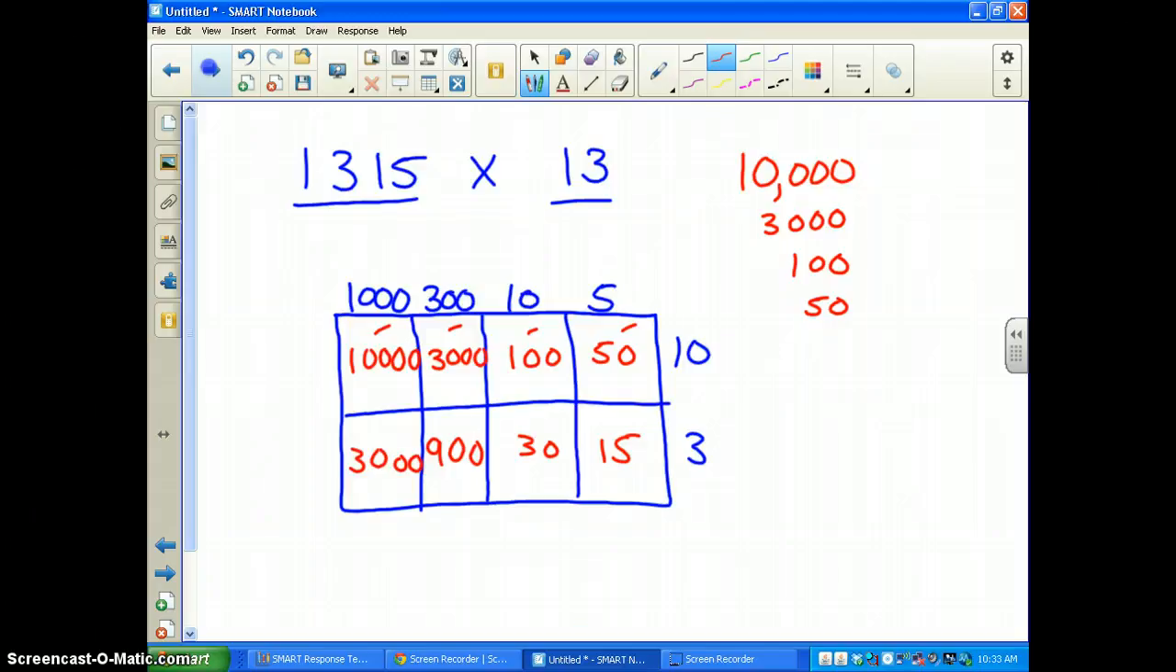Now we'll add the bottom side. We'll do the 3,000, making sure we line up our place value. 900. Those two. 30 and 15. All right. So I've got a lot to add here.